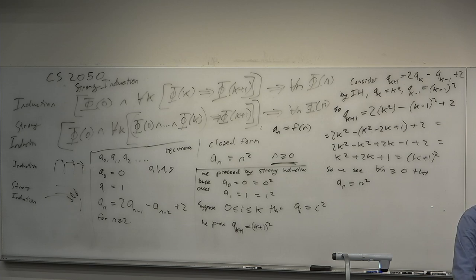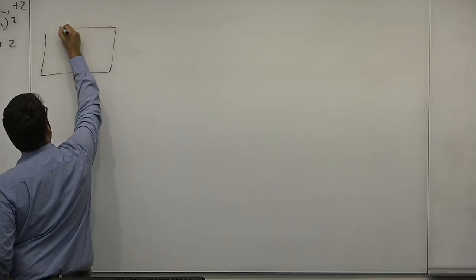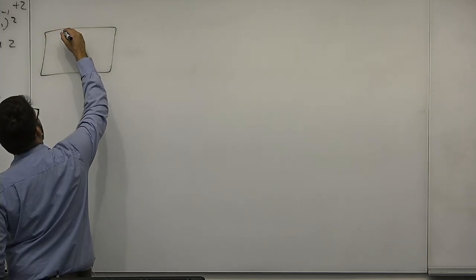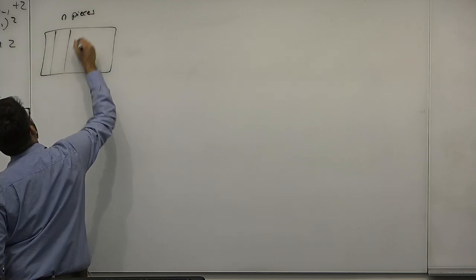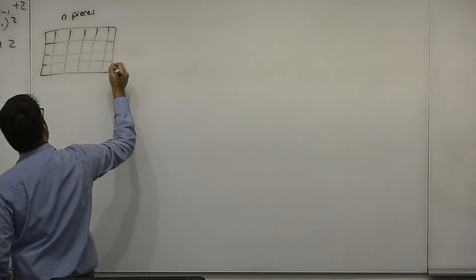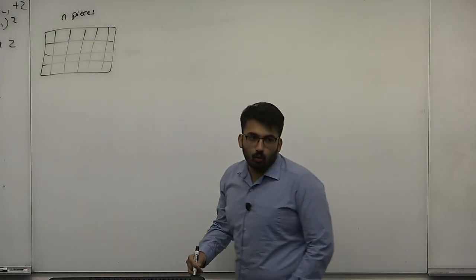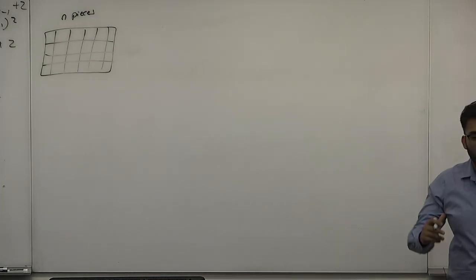All right, let's do another problem. Consider that you have a rectangle of n pieces. It's like a chocolate bar or something. They're all squares. What is the fewest number of cuts you can make to break this up into one-by-one pieces?